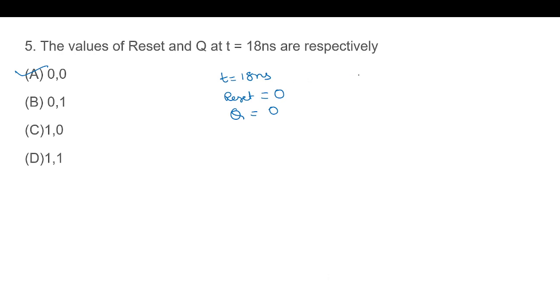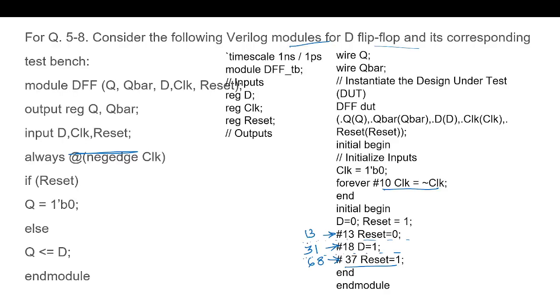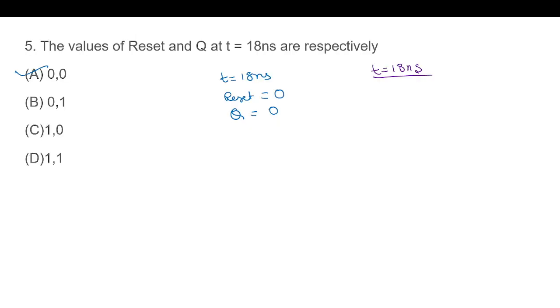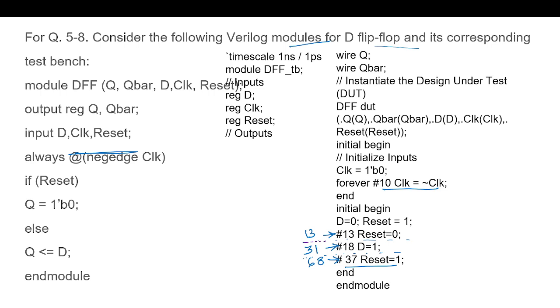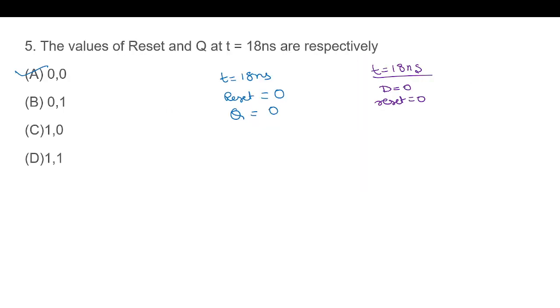So at t equal to 18 nanoseconds is asked in the question. At that time, this is clear, right? We have values at 13, 31, and 38. So 18 will lie somewhere here. So these values I have to note. D equal to 0 and reset equal to 0. Now let us draw the D. D is 0 from 0 units itself. So there is no problem for the negative edge to see. So we can directly say Q will be 0. So option A.